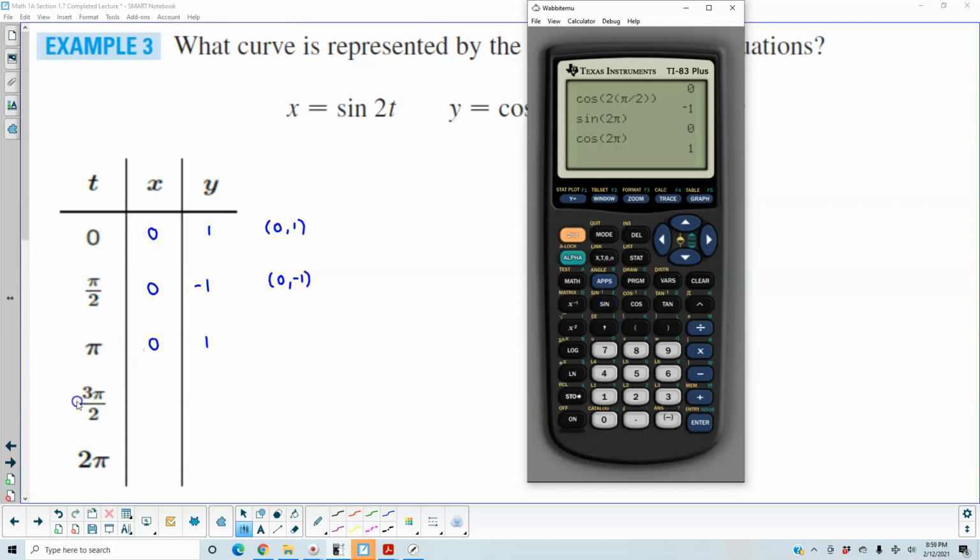Now we have the sine of 3 pi over 2, and that's 2 times 3 pi over 2, which is just 3 pi. So the sine of 3 pi is going to give us 0. And the cosine of 2 times 3 pi over 2 is going to give us negative 1. And therefore, now we're going to get the sine, and that becomes 2 times 2 pi, which is 4 pi.